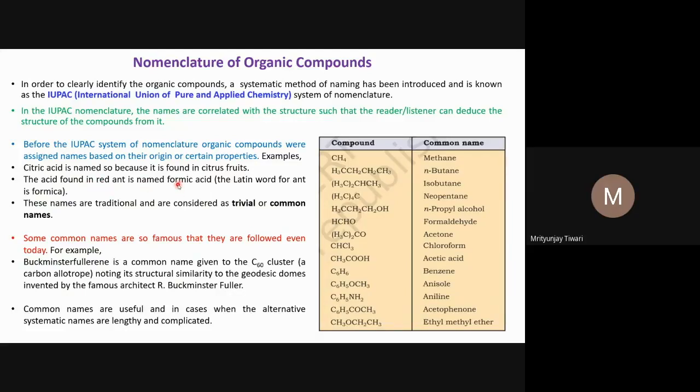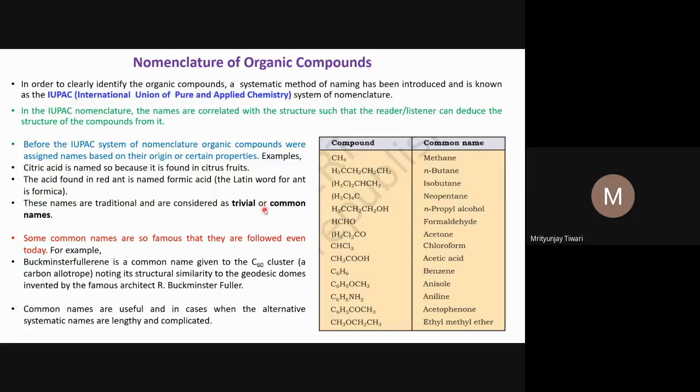So this is how people gave names initially when these compounds were discovered, isolated, or extracted from natural resources. These names that come from the origin of the compounds or certain properties are traditional names, and they are also considered trivial or common names.